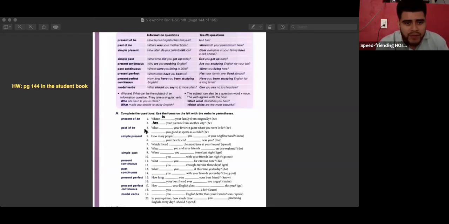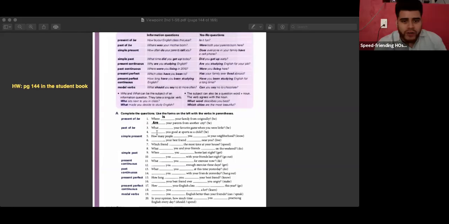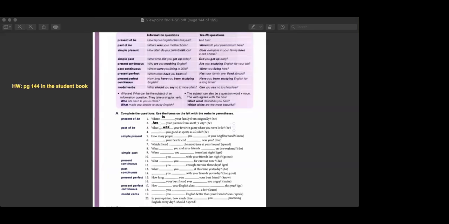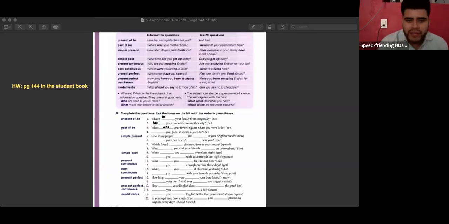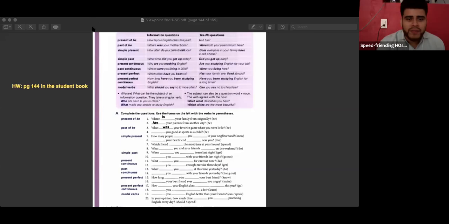Then you just need to use the correct tense. For example, number 3 is not the present. Number 3 is the past. So, what your favorite game when you were little? Was. Yes, what was your favorite game? I want you to complete this using the correct tense. The most difficult one is going to be the present perfect continuous. That is the most difficult one always.